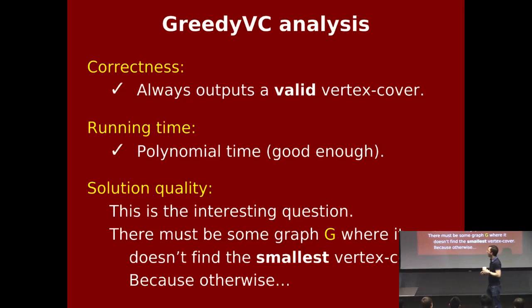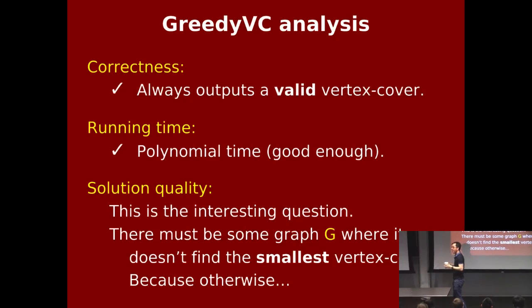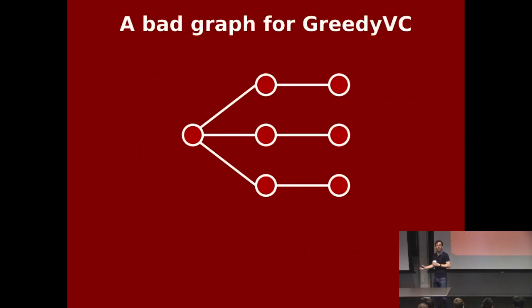Otherwise, if there were no such graph, then by definition the greedy algorithm finds the smallest vertex cover, which, since vertex cover is NP hard, implies P equals NP, and that would be a very surprising outcome. So probably such a G has to exist. In fact, if I gave you 5 minutes, you would probably find a graph like this one where greedy does not find the best solution. So here's a bad graph for the greedy algorithm.